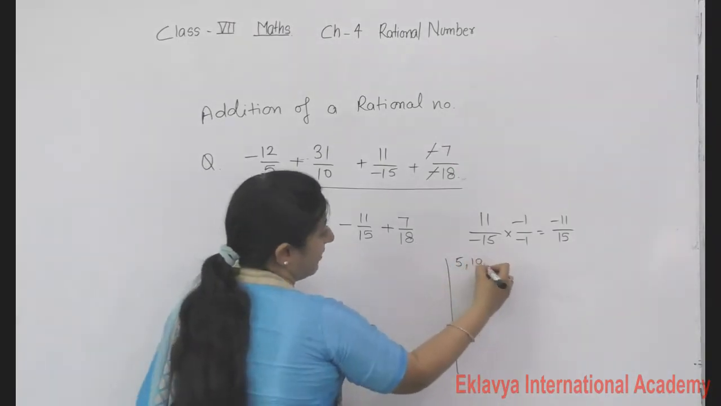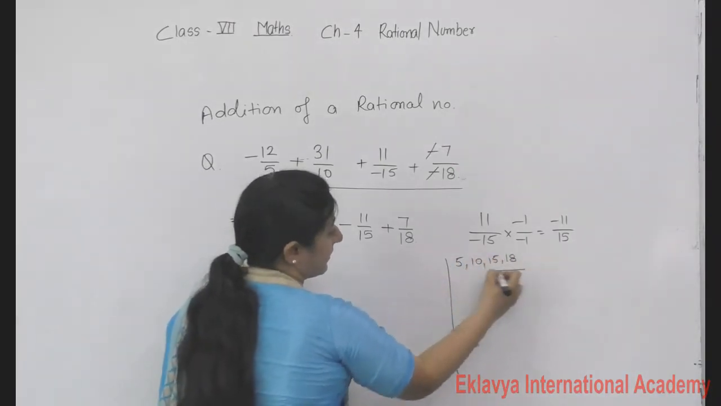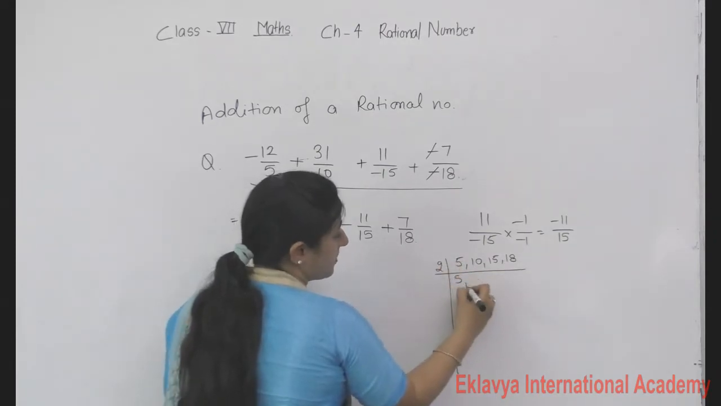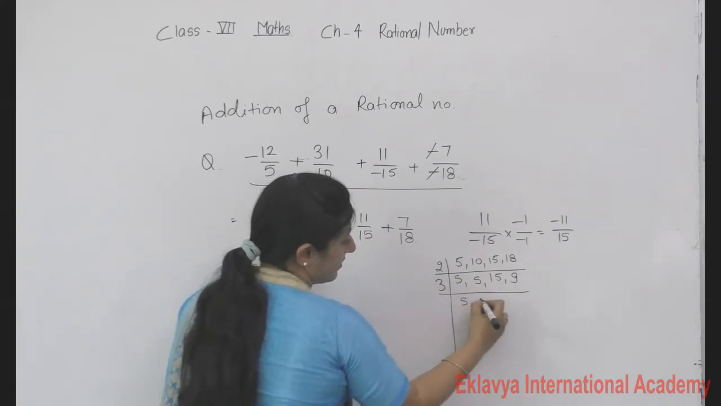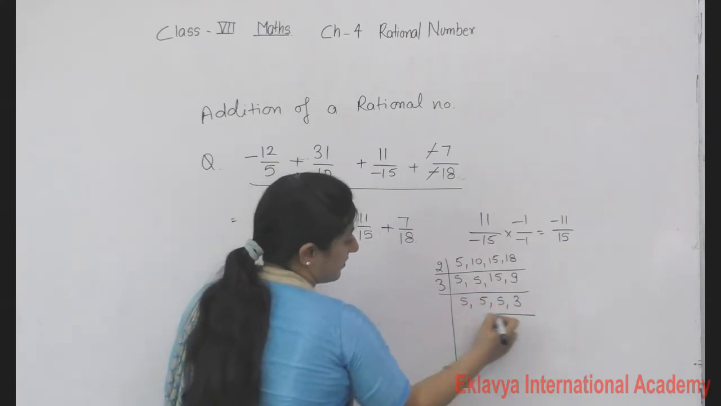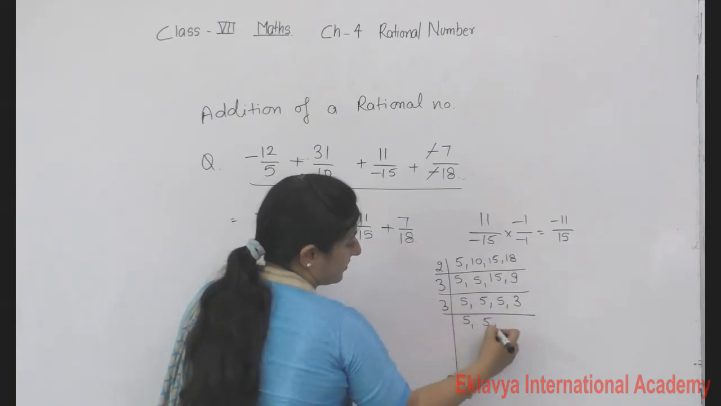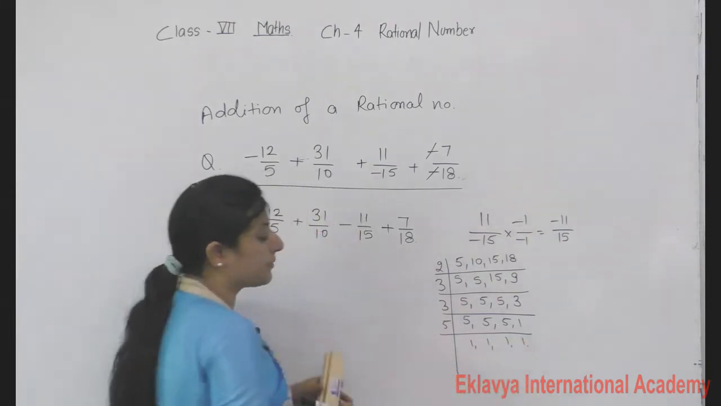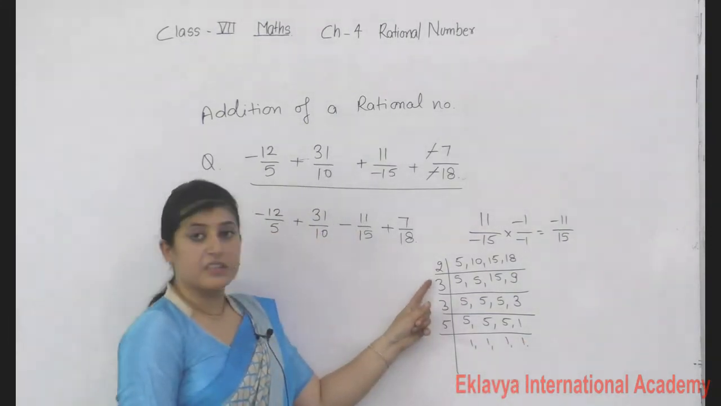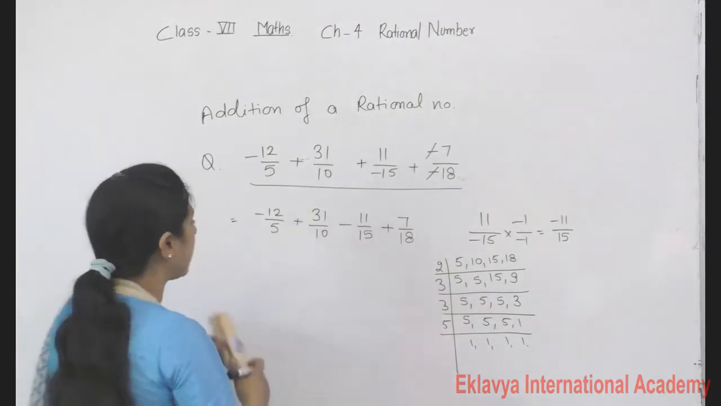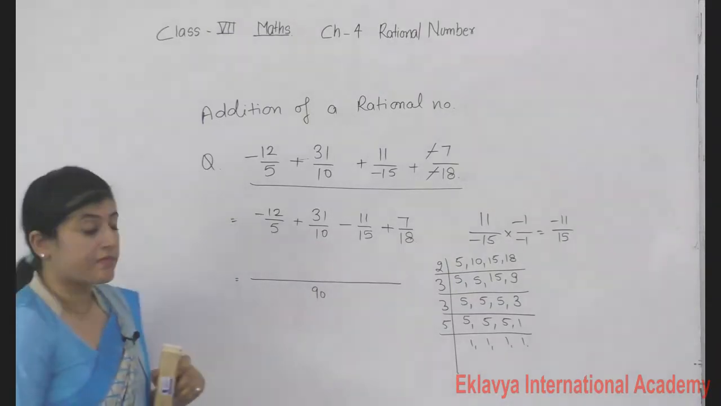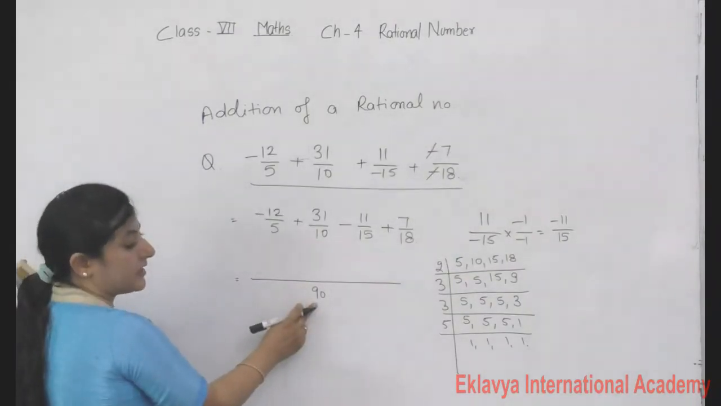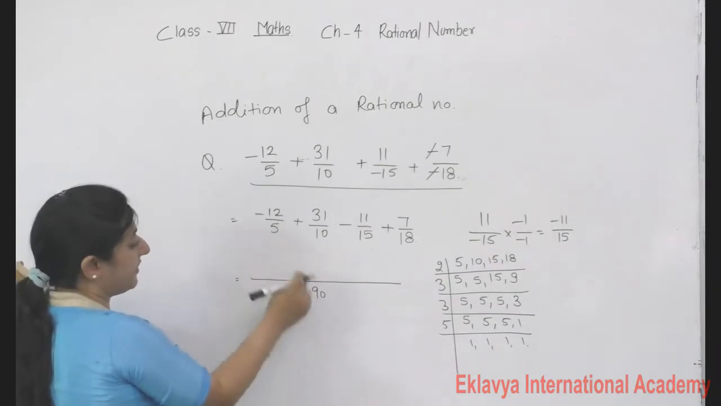5, 10, 15, 18. 2, 3, again 3, 5. LCM is 5 3s are 15, 3s are 45, 2s are 90. It means we take LCM as 90. 5, then 18, 5 18s are 90.